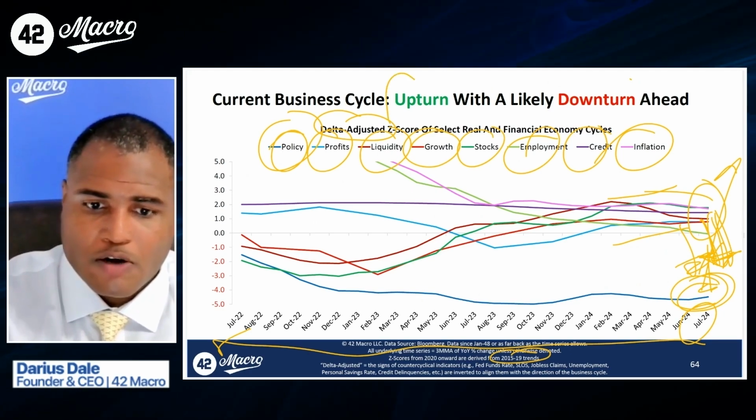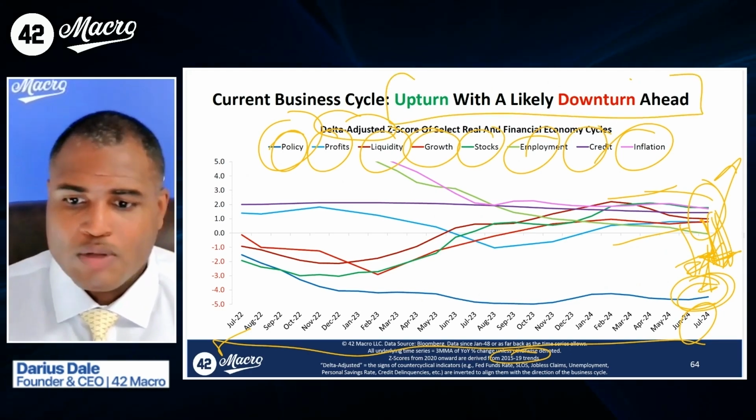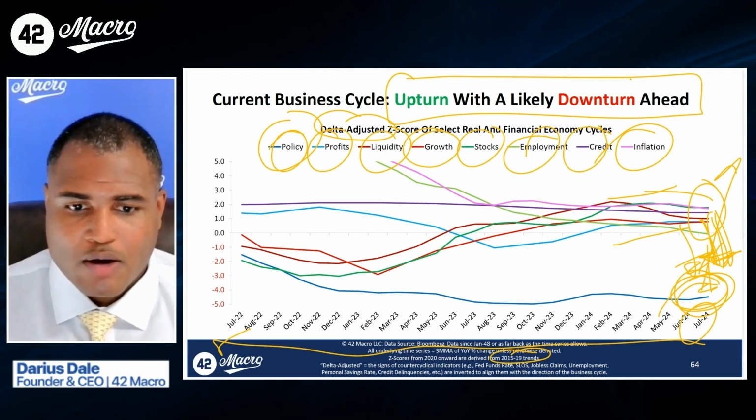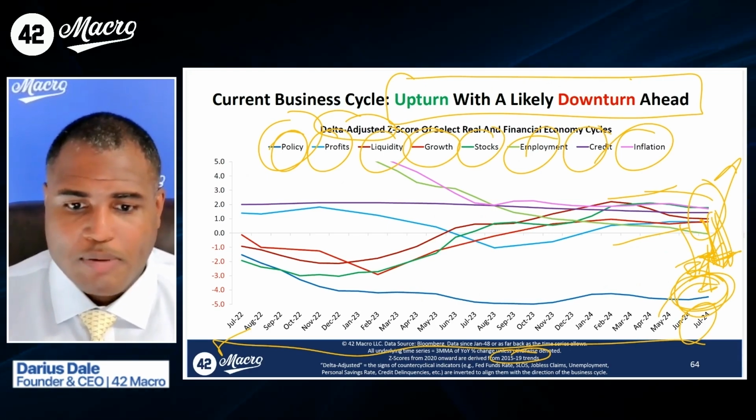So as I mentioned earlier, we're in a business cycle upturn with a likely downturn ahead, based on the leading indicators of the business cycle. So let's unpack each of these cycles independently going forward.